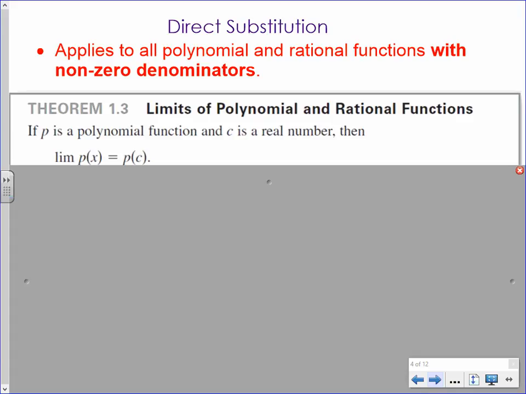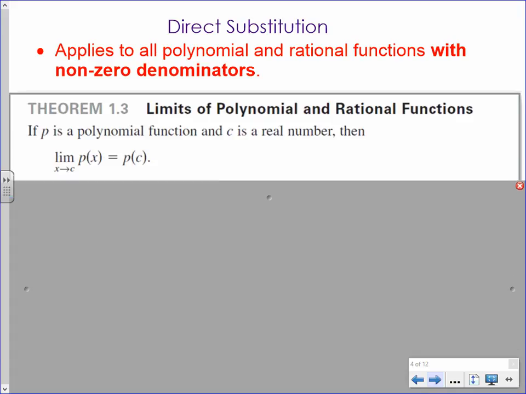If we have a polynomial, P for polynomial, then we can just plug c into our polynomial and we have evaluated the limit. Please do not feel like you have to write every single word up here. Paraphrase, or at least write that limit down and note that it's for a polynomial, but do not write every single word down.